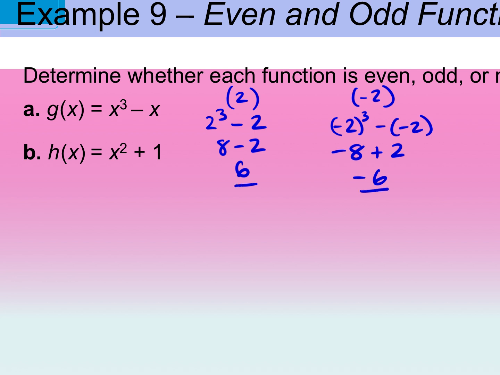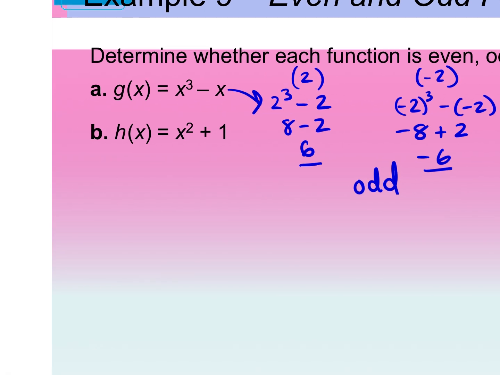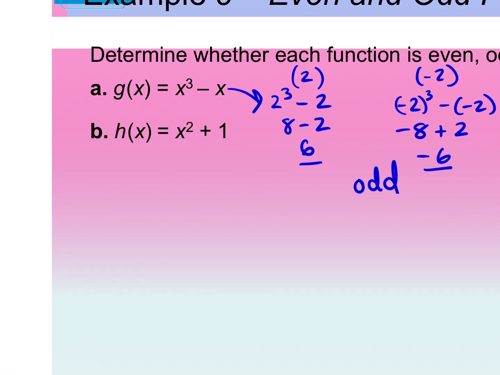So if we get opposite answers, is our function even, odd, or neither? Odd. Since our answers were the same number but opposites, our function is odd. So A is odd. Any questions there?